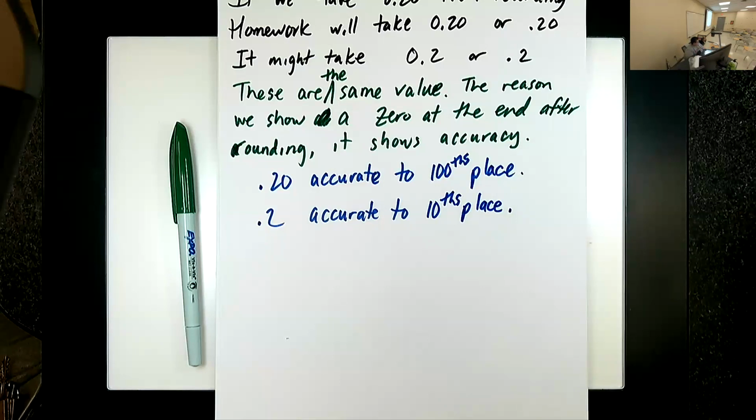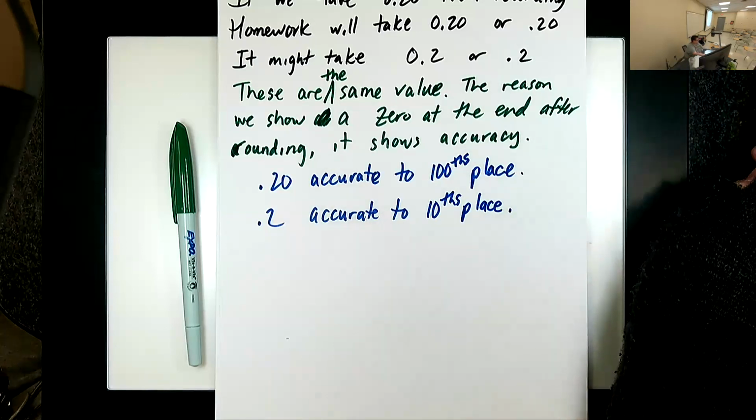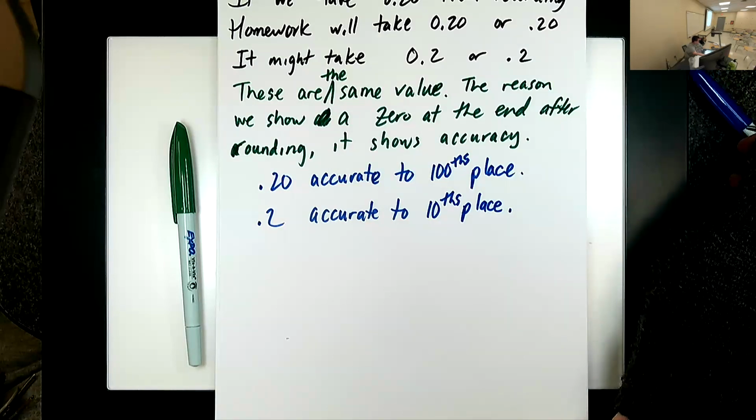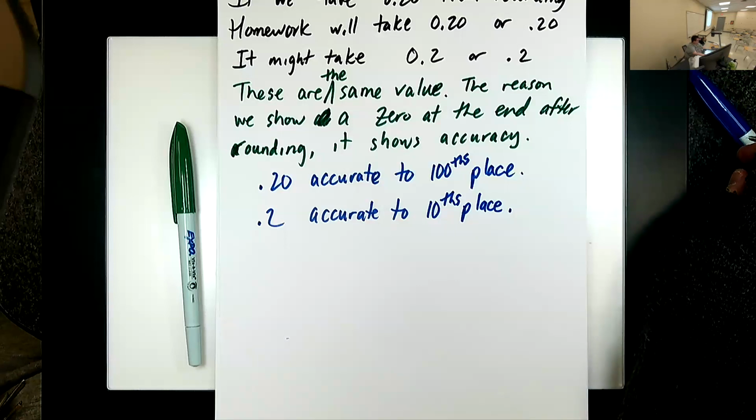And it's good to show it, like if you're actually doing stats, and if you're publishing something. It lets people know. Where this matters the most is in science. But the homework may take either one, because mathematically they're the same value. They just show a level of precision.